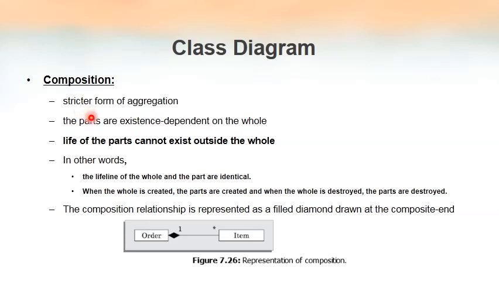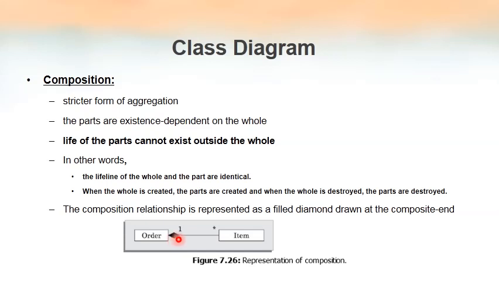We all place orders on Flipkart and Amazon. We know that an order means there will be at least one item to buy, right? If the number of items is zero, then there is no order. That's the kind of relation we represent by composition. If we cancel the order, the entire set of items gets cancelled. Or if we cancel all the items, then the order gets cancelled. That is the relation between them. That is why we say that the life of the parts cannot exist outside the whole.